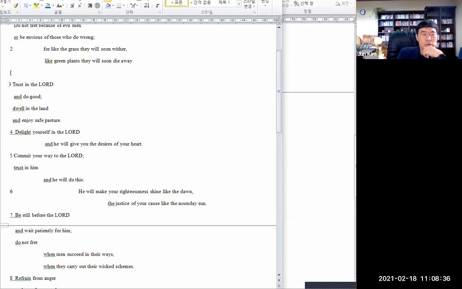Commit your way to the Lord. Trust in the Lord. I think it has something to do with the concept, the idea that you are doing something for the Lord. Isn't it? Can you see the idea? It's not simply about doing something, right? We have to do something, but it deals with the Lord. I think this is something that we can see in terms of the core concept.